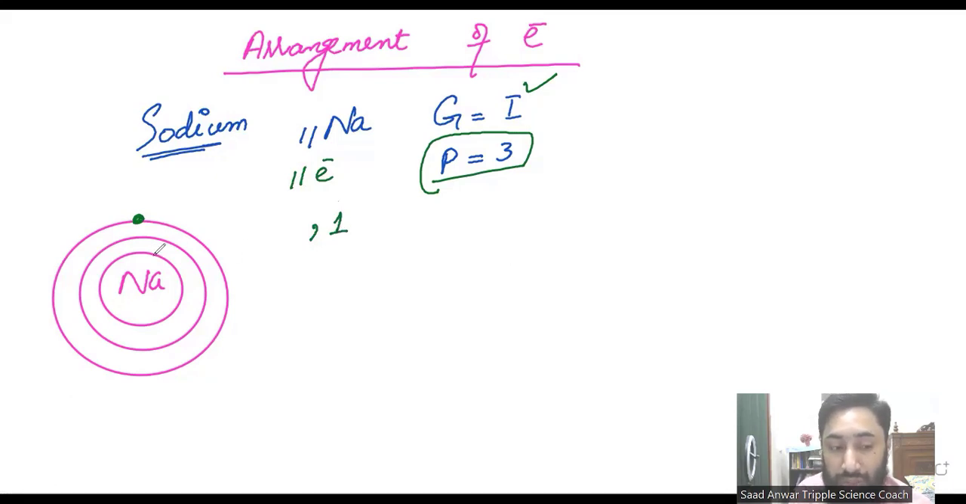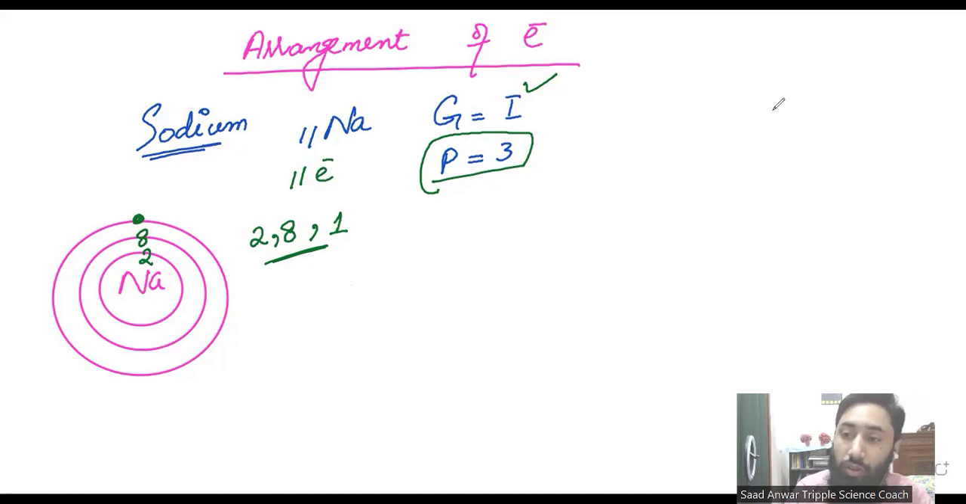Now in the first shell, we can put 2 electrons. In the second shell, we can put 8 electrons. 2 in the first shell, 8 in the second shell. So this is the quickest way of arranging electrons.